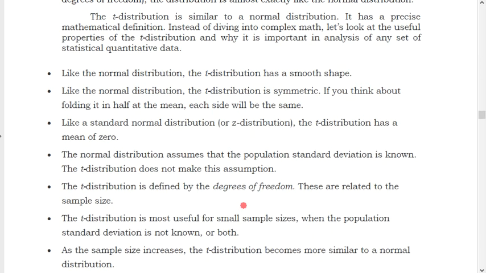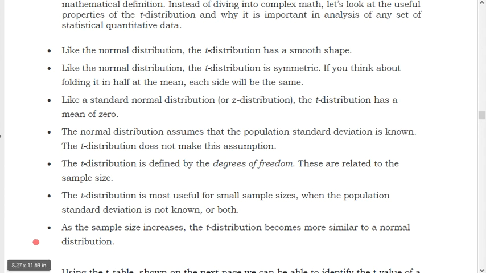So here are the following points kung paano naging pareho sila or saan sila nagkapareho. Like the normal distribution, the t-distribution has a smooth shape. Hindi siya nagbabago, hindi siya katulad ng line graph na may bababa, may tataas, bababa ulit, tataas ulit. So hindi ganoon. Smooth ang t-distribution, para siyang normal curve. So kung ang normal distribution ay bell shape, ang t-distribution ay ganun din.